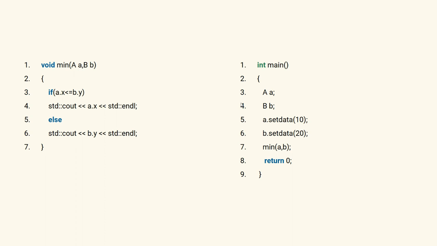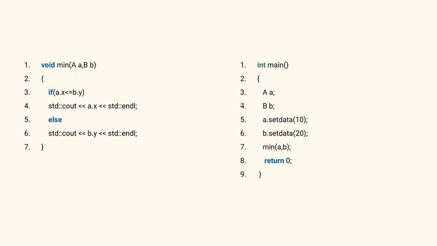After that, we write the logic for the friend function void min with capital A small a comma capital B small b. In the logic, you write if a.x is less than or equal to b.y, then we print a.x. If a.x is less, we print a.x, or else you print b.y.